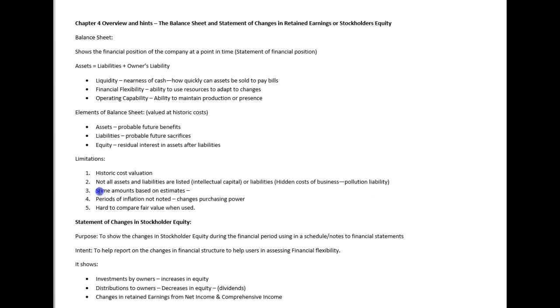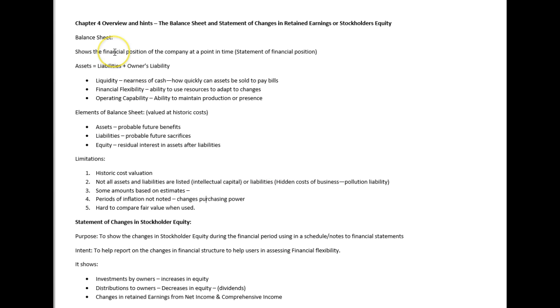Some of the amounts are based on estimates. It makes a lot of people nervous, such as when we estimate the salvage value. We estimate allowance for doubtful accounts, and many other things. If we miss that estimation, then our statements aren't right. It doesn't look at periods of inflation. They're not noted, nor are changes in purchasing power. And sometimes it's hard to compare fair value when it's used because not all companies use it the same.